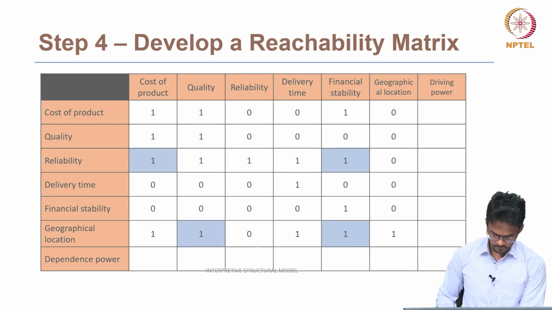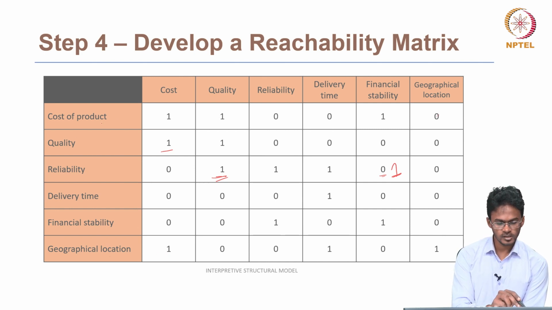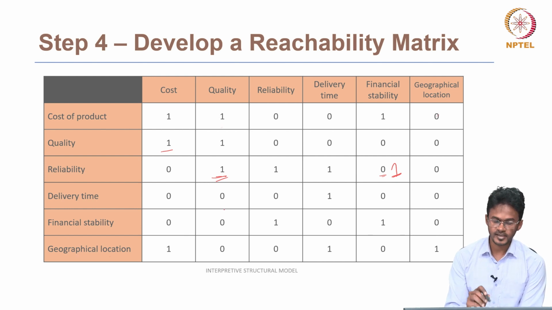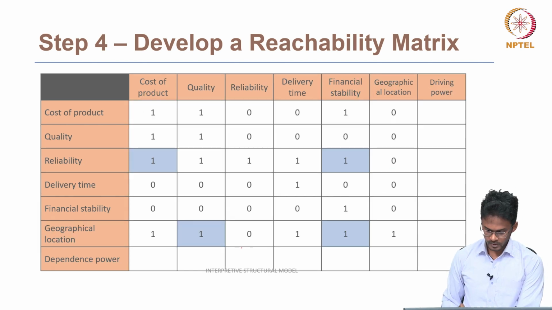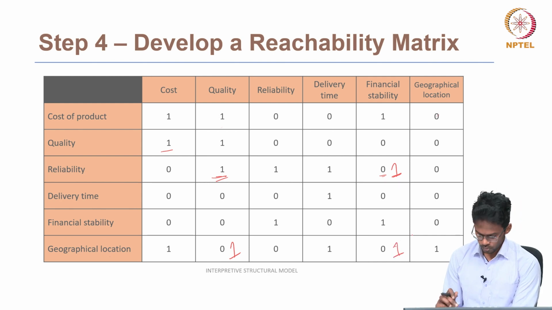Next example, we can see geographical location and quality. Geographical location does not influence quality directly, but geographical location influences cost, and cost influences quality. So, there is a relationship between geographical location and quality. Hence, geographical location influences quality, and this cell can also become 1. Then, geographical location and financial stability. Geographical location does not directly influence financial stability, but it influences cost, and cost influences financial stability. So, geographical location will influence financial stability. Here also we will have 1.